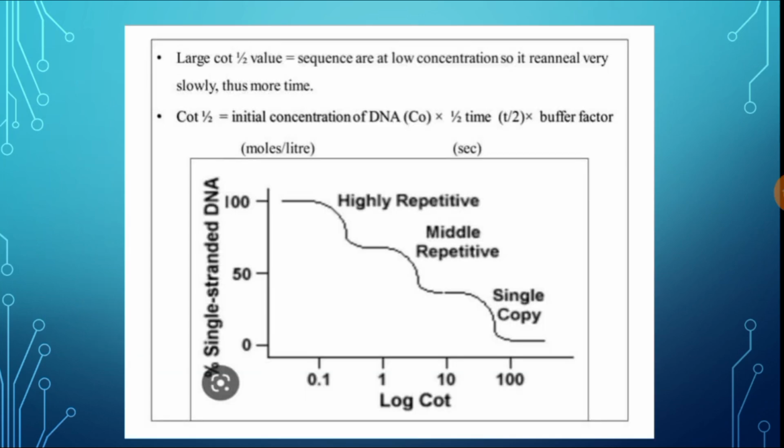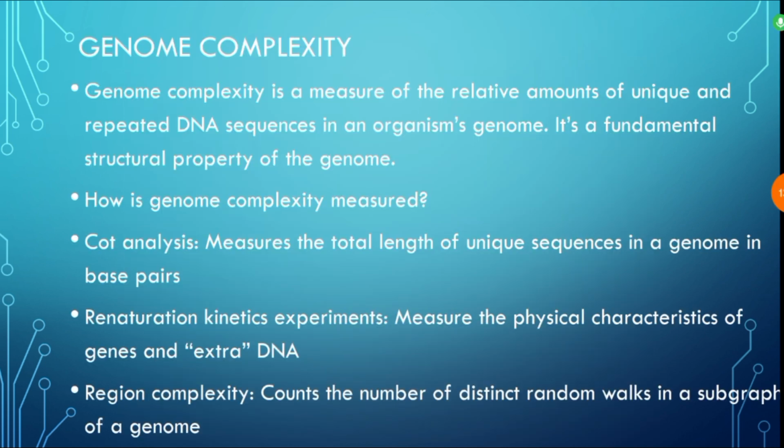This is the graph which shows the highly repetitive DNA, moderately repetitive DNA and single copy sequences. Genome complexity. We can describe the genome complexity as the total length of different sequences of the DNA. It is measured through renaturation kinetics of denatured DNA. Genome complexity is a measure of the relative amounts of unique and repeated DNA sequences in an organism's genome. It is a fundamental structural property of the genome.